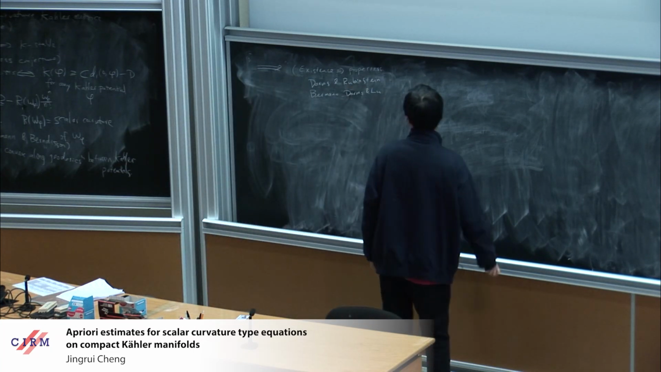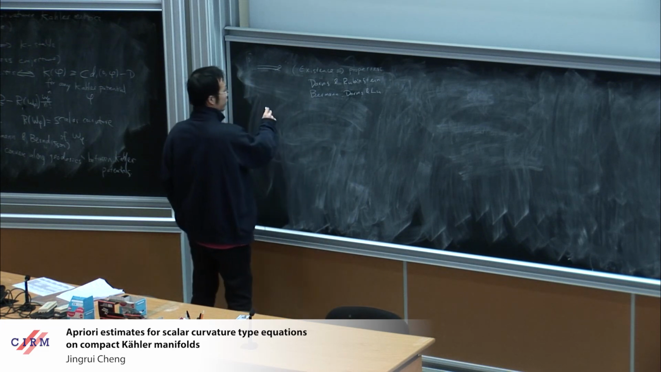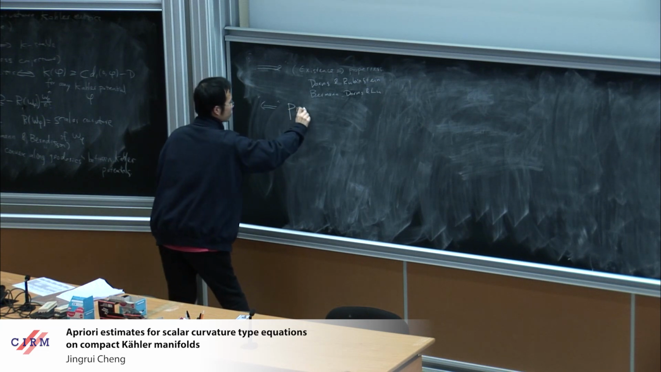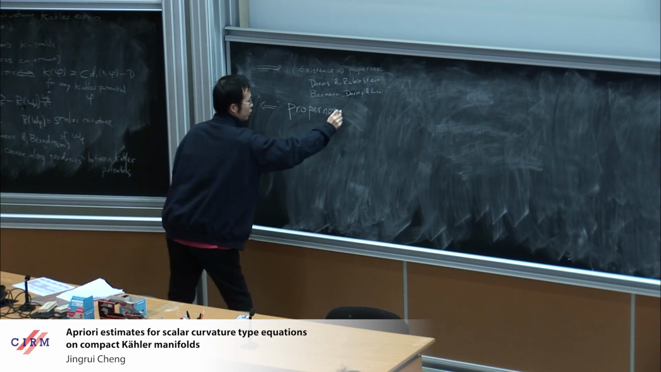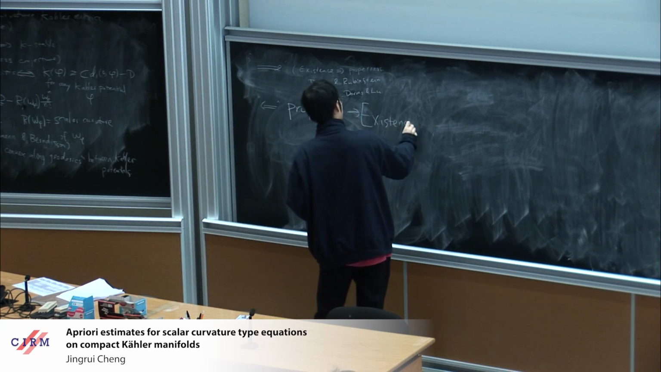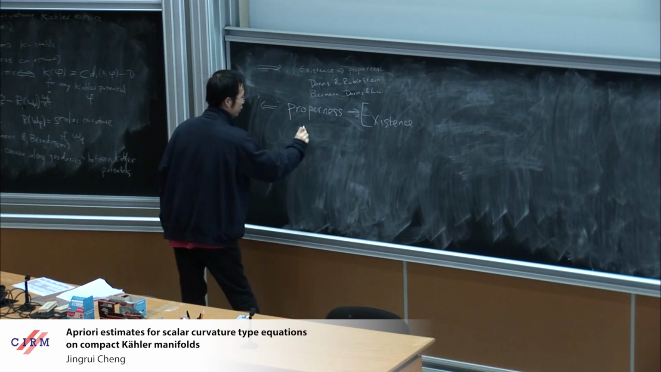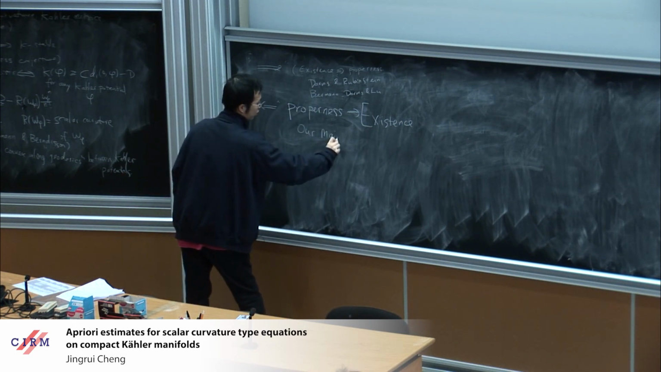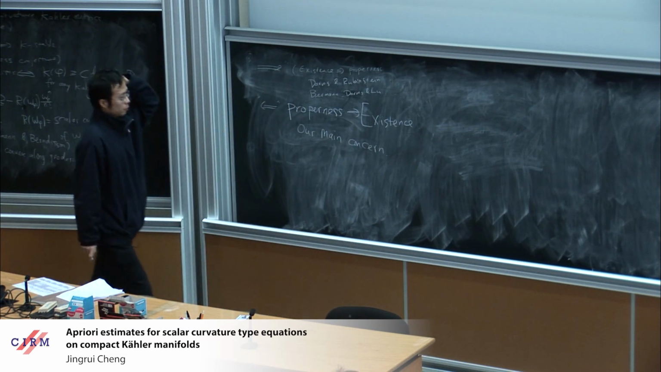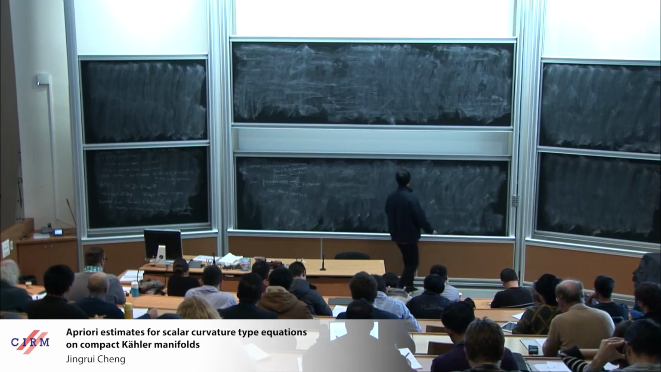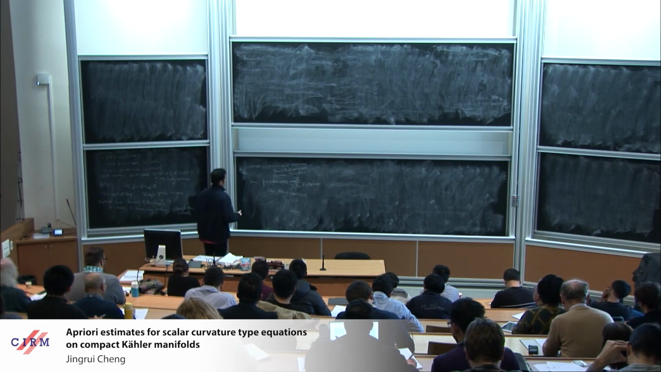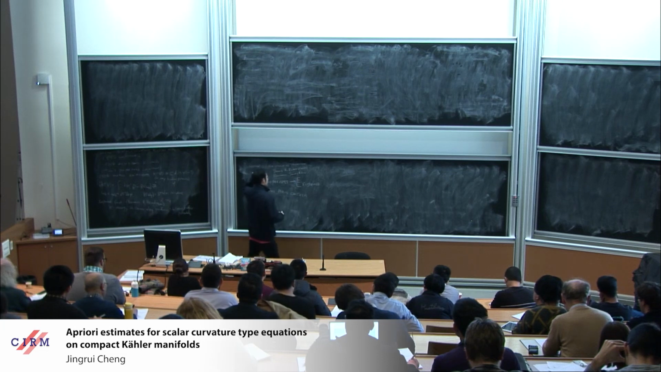Our work is mainly about the reverse direction, that is how to get the existence from properness. Properness implies existence. This is our main concern. So we will prove the existence.